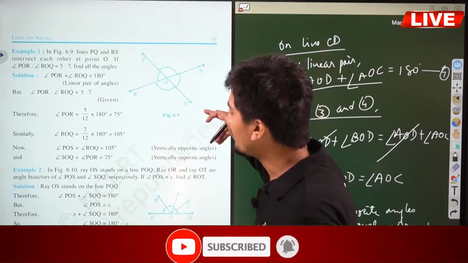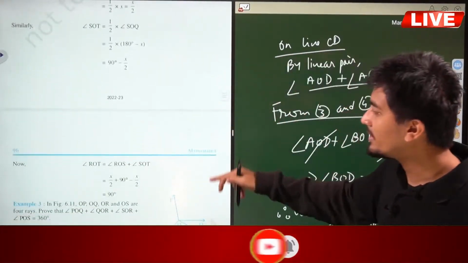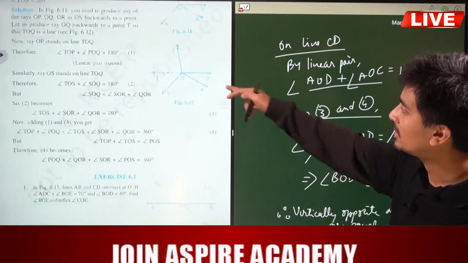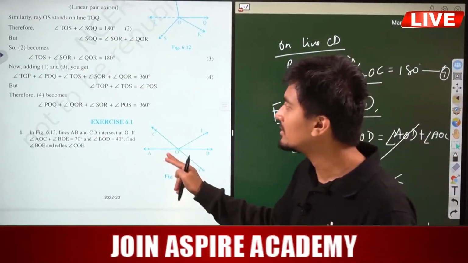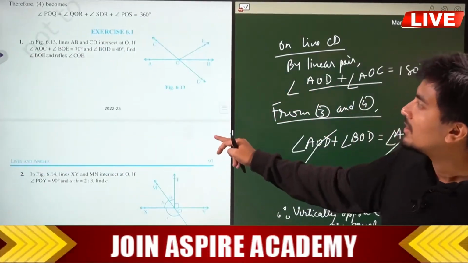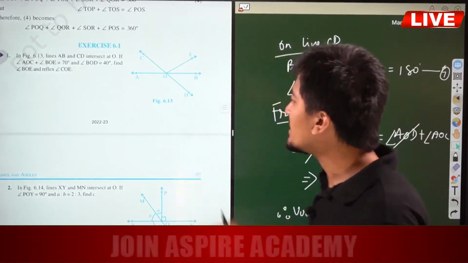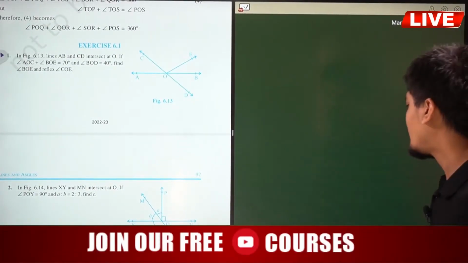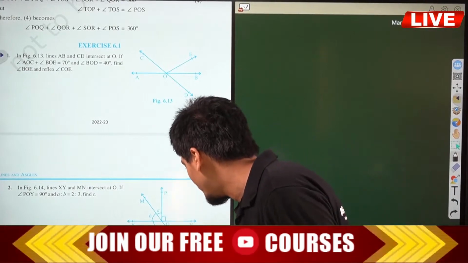Some examples are given here. By using this formula you can directly find the proof. Okay, so let's start with exercise 6.1. Now see here.